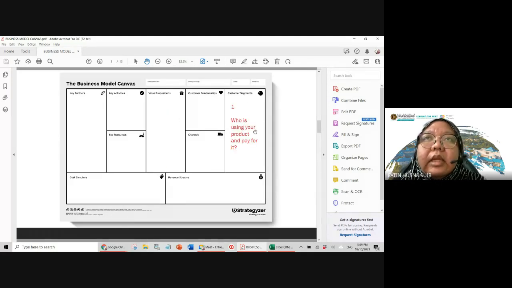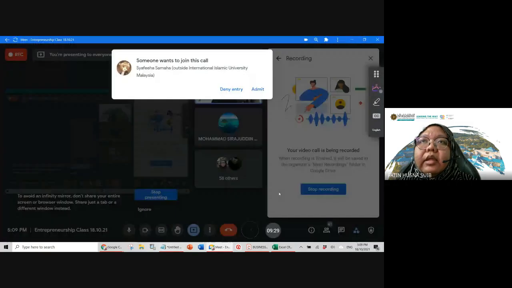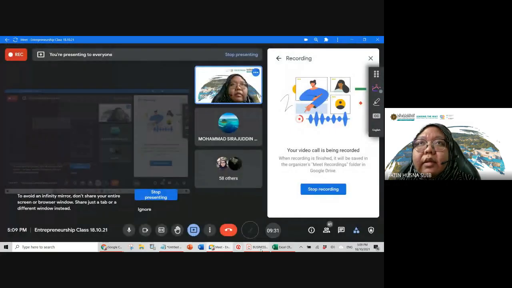So basically for customer segment, I would suggest you put, for example, the location. This is very, very important. Location of your customer. Okay, you are not going to cover the whole world for sure. For example, you are selling through Shopee in Malaysia, so your customer should be Malaysian. Even though you can actually target somewhere else, this is the main target lah. The main location that you want to target, okay?